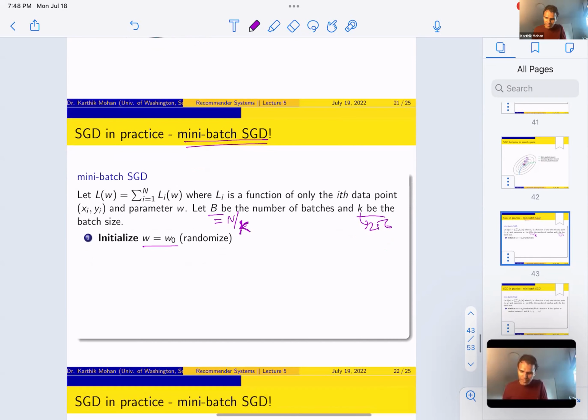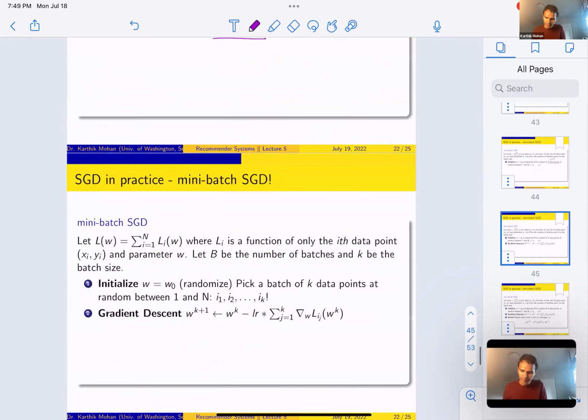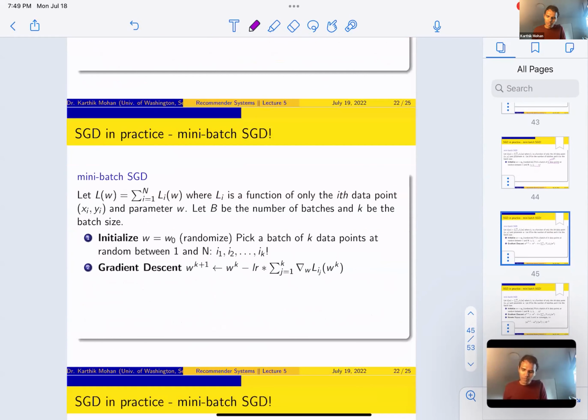So again, initialize at random. Pick a batch of K data points. Let's say K is 256. You pick 256 data points at random between 1 and n, call them i1 through iK. And now compute the gradient of all these data points. So you basically pool information from K data points.